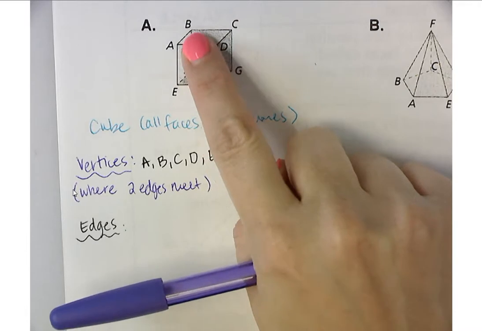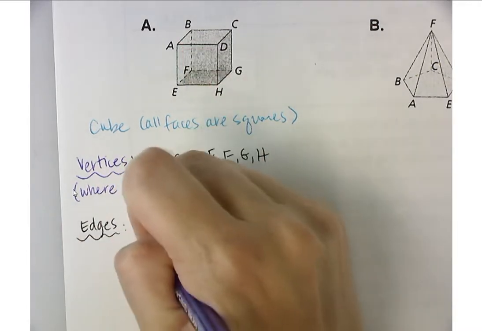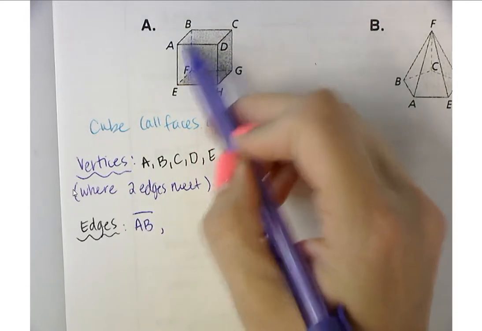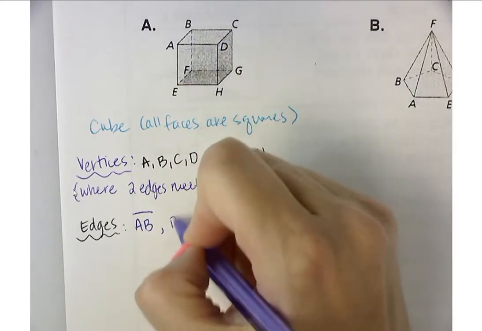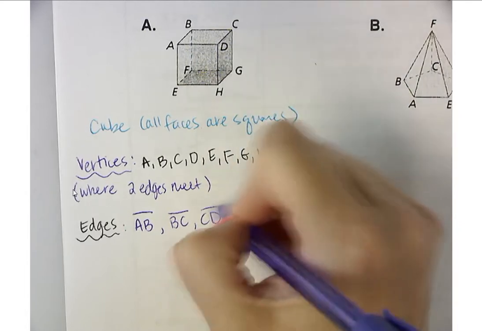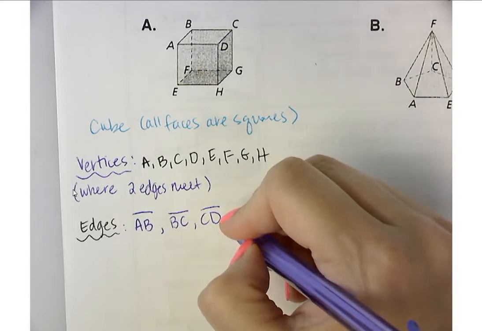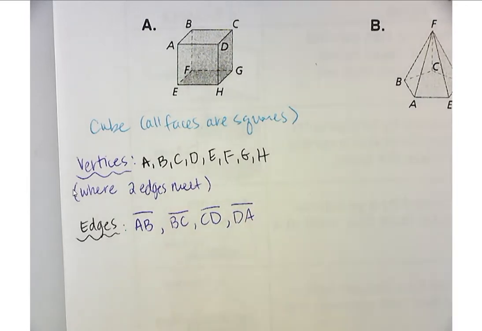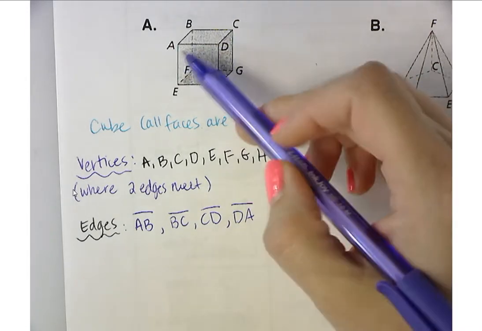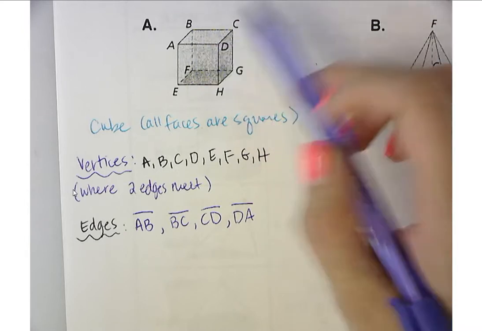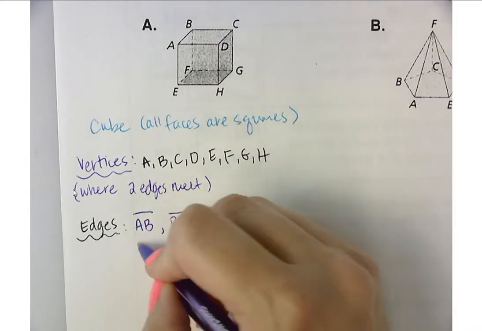Now the first edge, I like to go around the top first. So AB is my first edge that I'm going to name. Each one of these are segments. So AB, and then I would have BC, CD, and then DA, or you could call it AD. I like to do it in a systematic way just to make sure that I get them all. So these are going to be all the edges on the top.